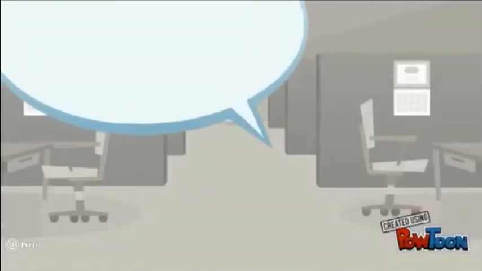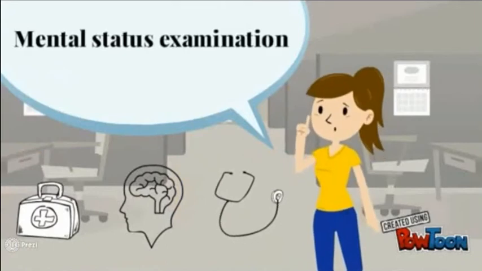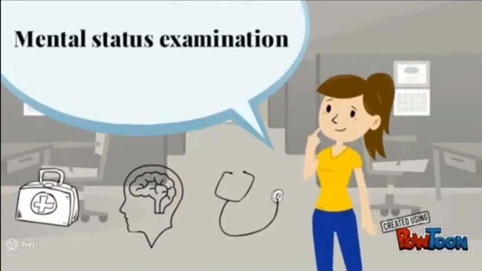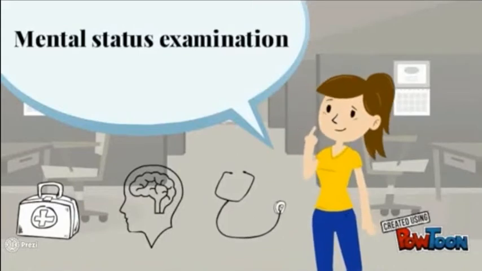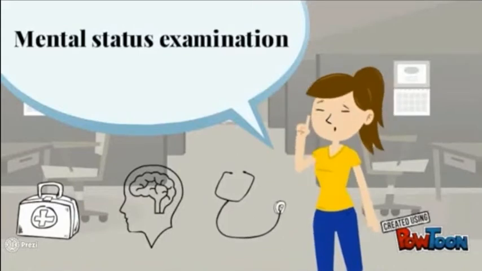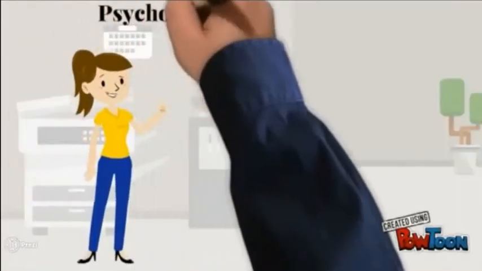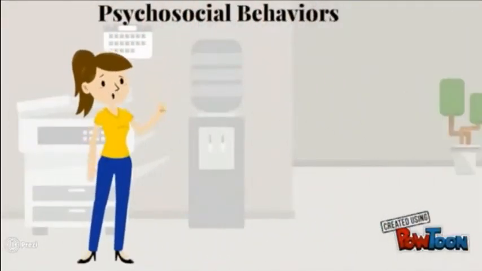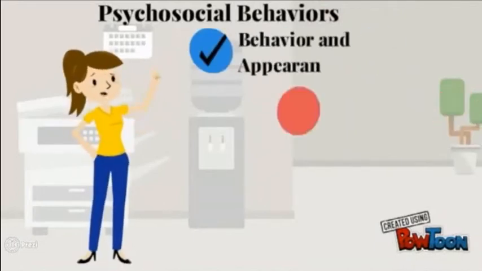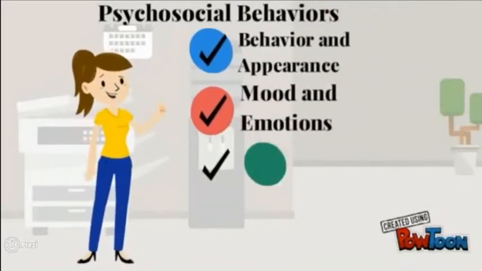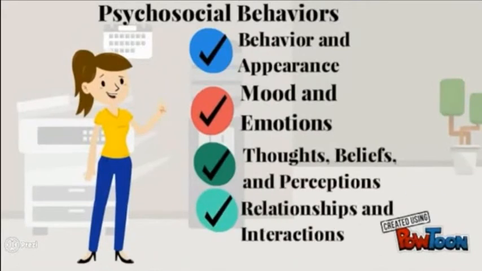Mental status examination. Perform the mental status examination to help identify dysfunction in emotional, cognitive, or behavioral spheres. Each member of the family exhibits unique behaviors related to the ongoing situation that their family is experiencing. Assessment of psychosocial behaviors manifested by the family members is important in examining this family, and gathers information on behavior and appearance, mood and emotions, thoughts, beliefs and perceptions, relationships and interactions.